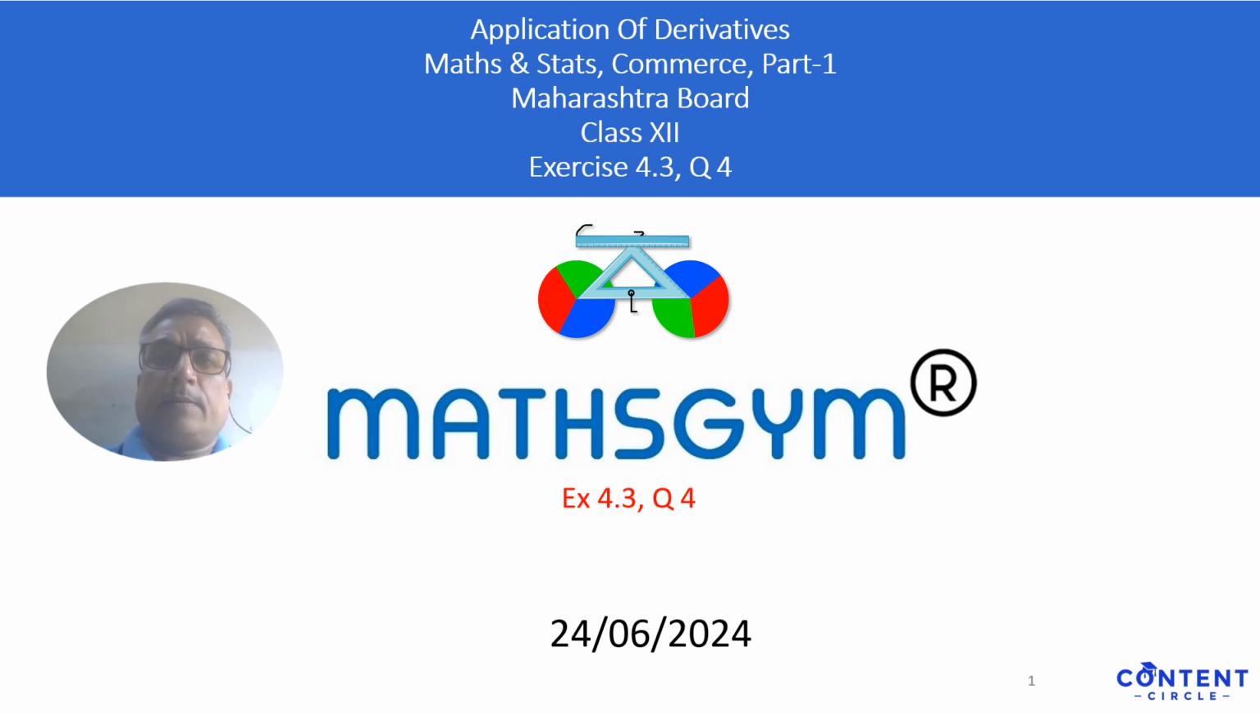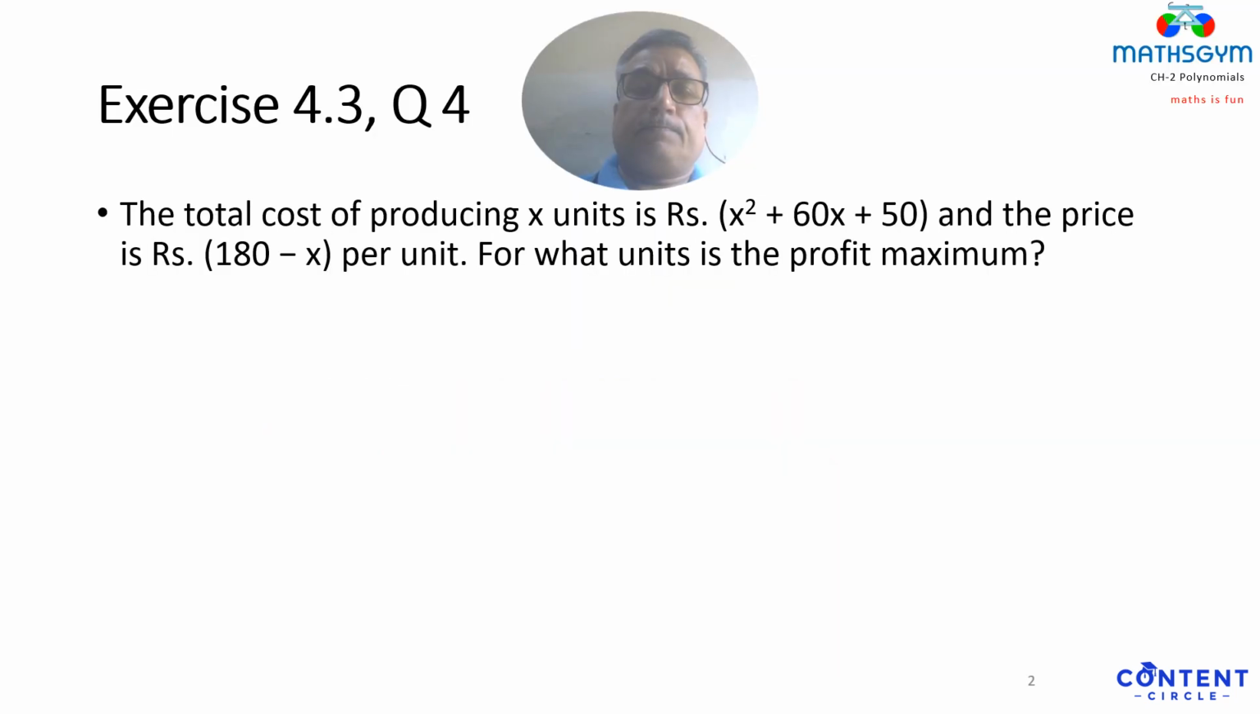In this lesson, we are going to solve a question from exercise 4.3 of the Maths and Stats Commerce Stream Part 1 book. This question is related to finding out for what units the profit can be maximum. Now, you see, this is an application of derivative. Let's take a look at the question.